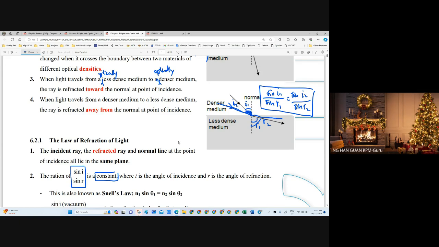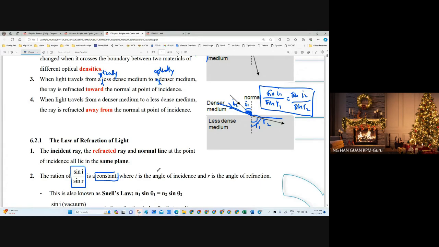So when we apply the law of refraction of light, we don't need to care whether the light is traveling from optically denser to optically less dense, or from air into any particular medium. As long as there is refraction of light, we can apply this: sin i over sin r equals a constant.